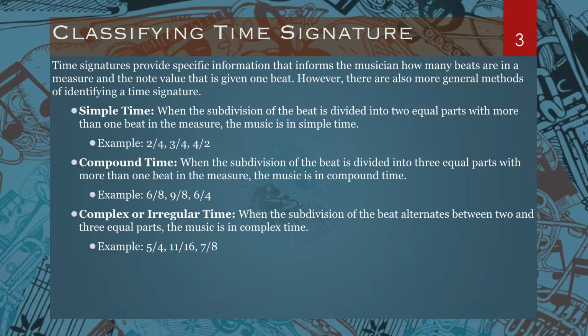In 2/4, you've got two quarter notes in the measure. Each one of those quarter notes can be broken down into two eighth notes. In 3/4 time, you have three quarter notes in the measure, and each one of those quarter notes can be broken down into two eighth notes as well. In 4/2 time, because the bottom number is a 2, you have four half notes in the measure, and each half note can be broken down into two quarter notes.